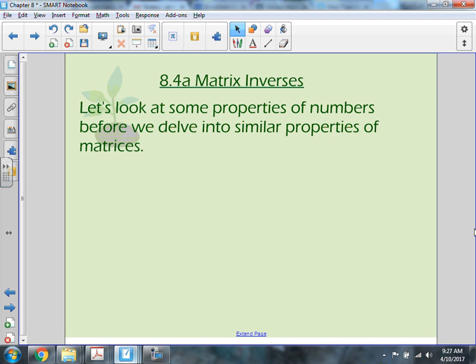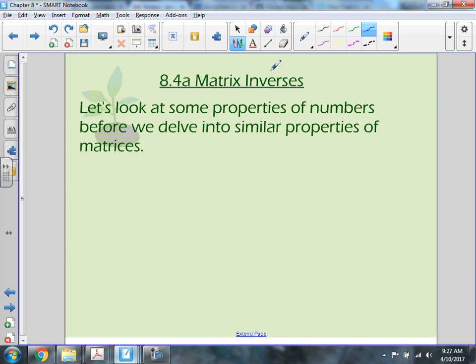Okie dokie. Today we're going to talk about matrix inverses. In the beginning of this chapter, I stated that there were going to be many ways we were going to learn how to solve equations, specifically how to solve systems of equations. So today we're going to learn a brand new way to solve systems of equations, and it involves using matrix inverses.